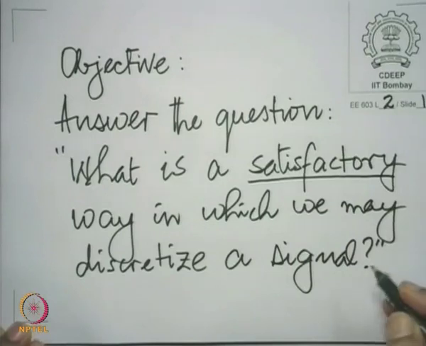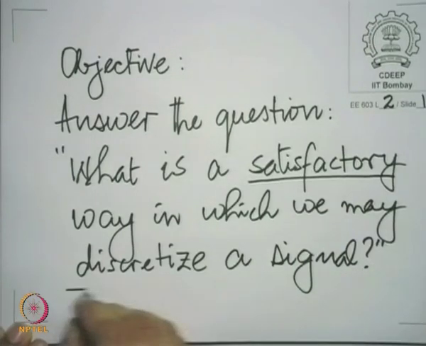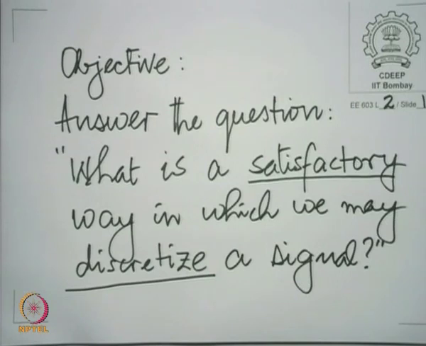We need to put this question down in so many words, because we need also to identify a little more rigorously what we mean by some terms that we have used. Two important terms which we need to expand upon are satisfactory and discretize. We understand these terms intuitively, but we need to bring about a slightly more formal understanding of these terms.